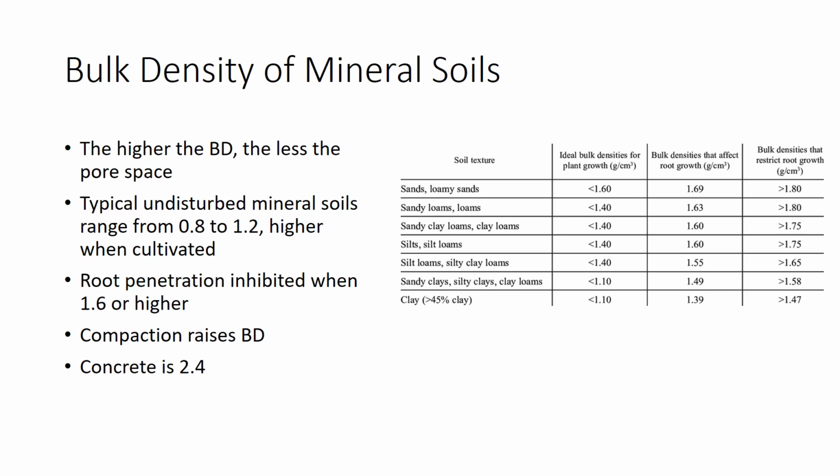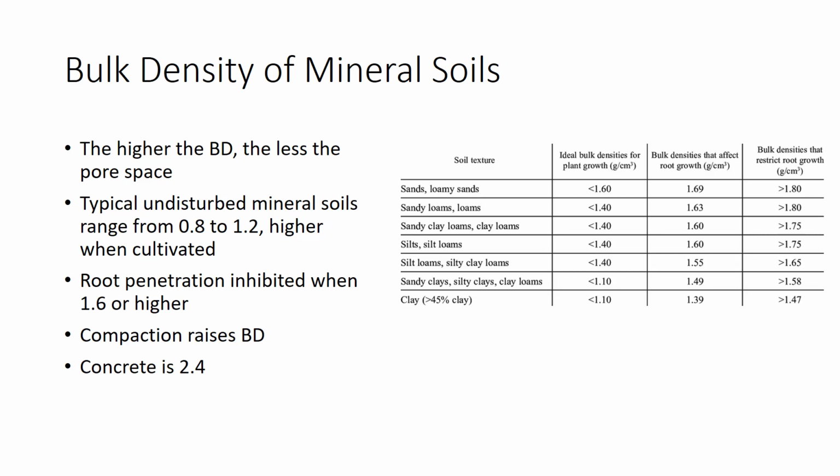BDs of the topsoils of typical undisturbed, uncultivated mineral soils range from 0.8 to 1.2, but become higher when cultivated. Compaction raises BD. And when typical soils reach a BD of 1.6 or higher, root penetration into the soil is inhibited. Severely compacted soils can reach a density of 2.2, nearly that of concrete, 2.4.